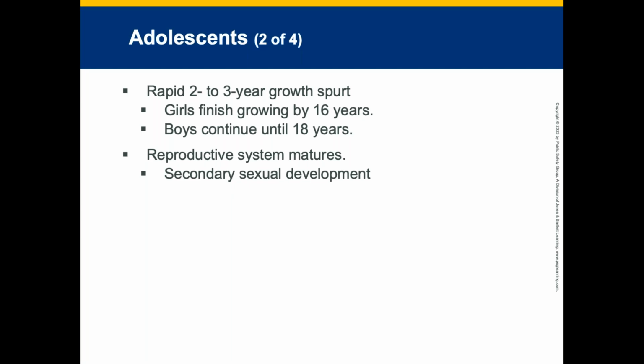Growth begins with hands and feet, then long bones of the extremities, and then growth of the torso. Girls generally finish growing around the age of 16, and boys continue until they're 18 years old on average. Muscle mass and bone density are nearly at adult levels at this point, as we tend to grow into that. The reproductive system starts to mature, and then secondary sexual development starts taking place. Unintentional injuries are also the leading cause of death for adolescents.